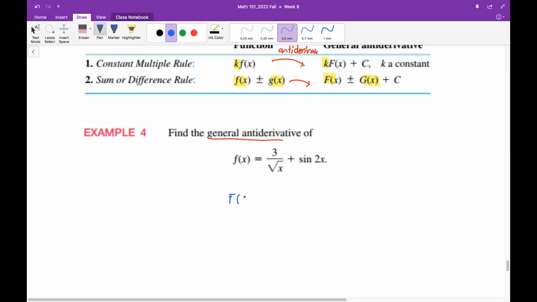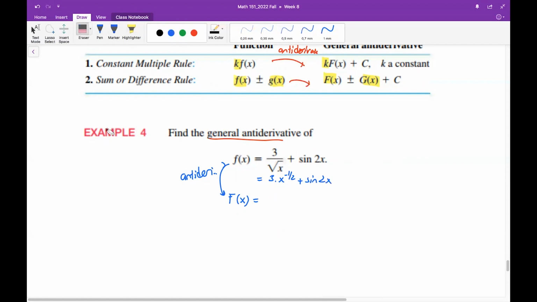So we are searching for big letter F, which is the antiderivative of the given function f. Okay, tell me a function whose derivative is this expression, okay? We will always be thinking like this. Okay, so let's rewrite f as 3 times x to the power minus 1/2 plus sine 2x. Now tell me a function whose derivative is this expression.